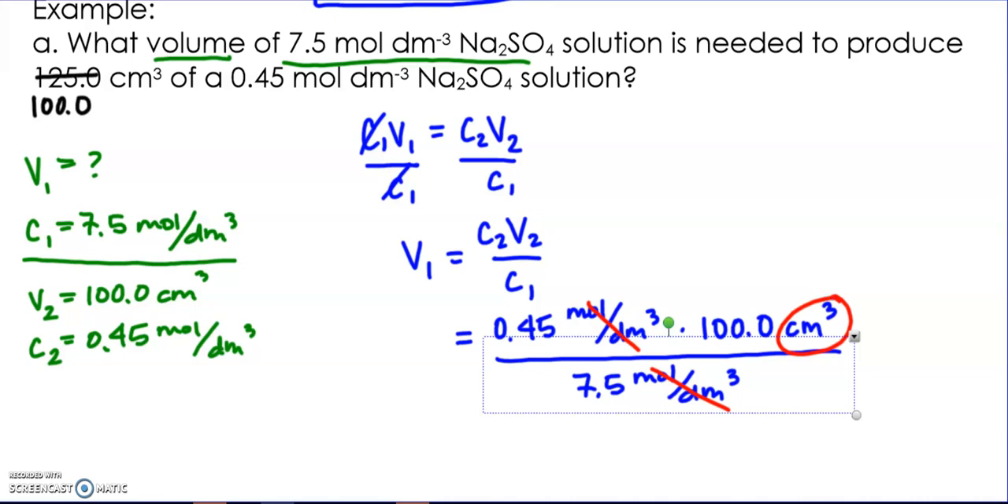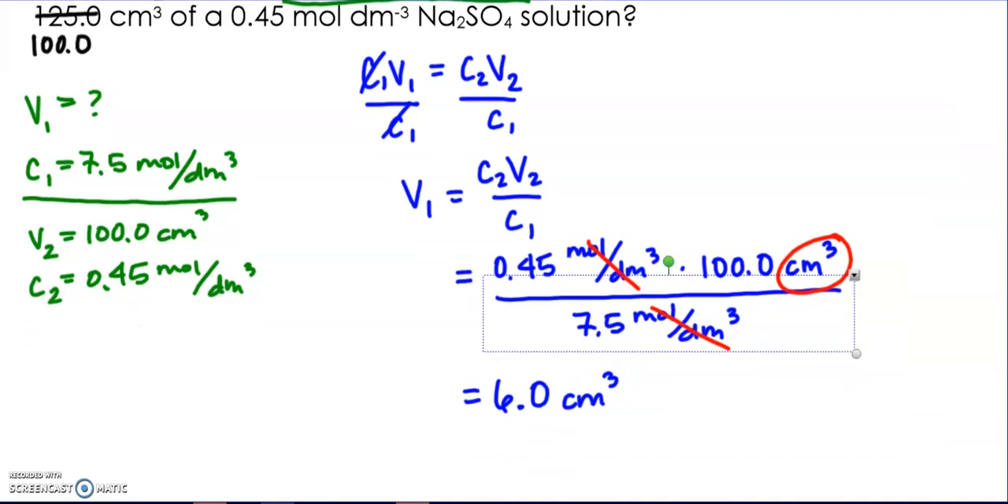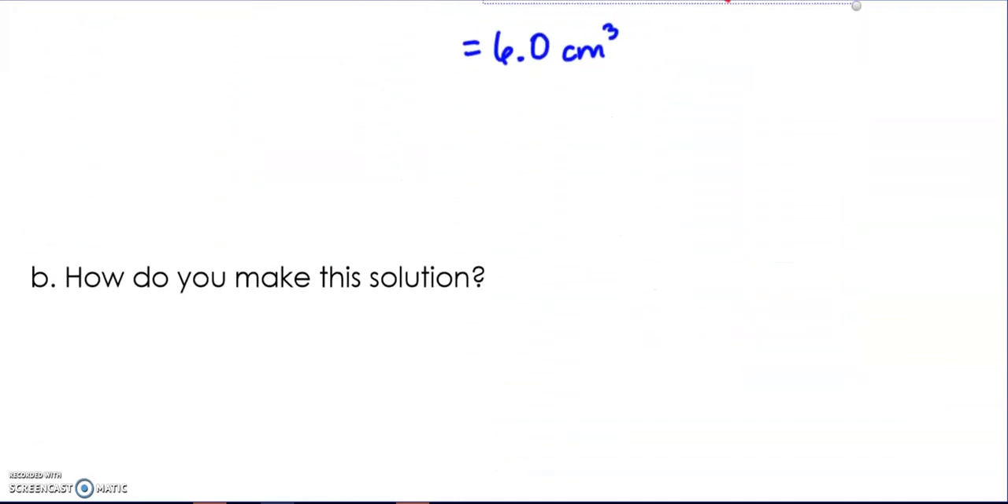Now it's just a matter of typing it in. 0.45 times 100 divided by 7.5. I find that my volume is 6, and I'm going to give it 2 sig figs because of the 0.45 and the 7.5. So 6.0 centimeters cubed. Okay, so what does this all mean? That's the second part: how do you make this? You're thinking, okay, great, I can do the math, but what if I told you now, go make it in the lab? What would you do?